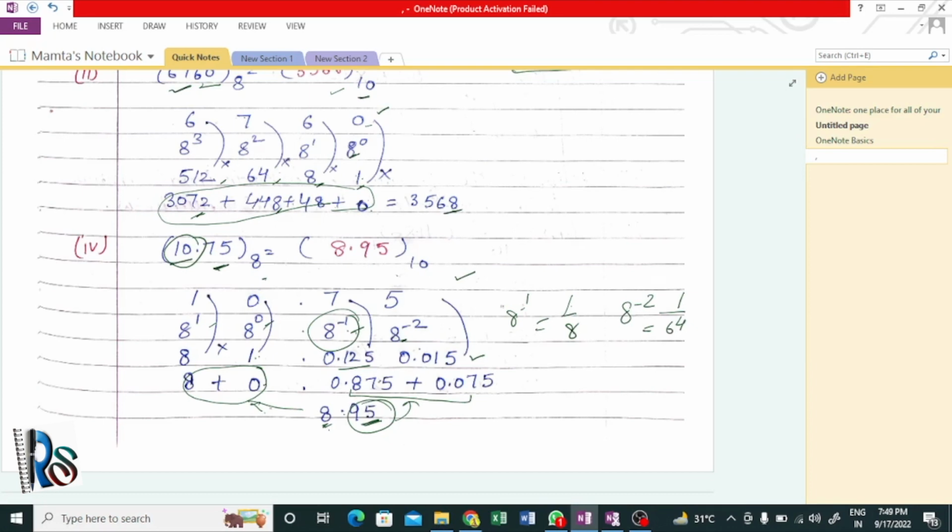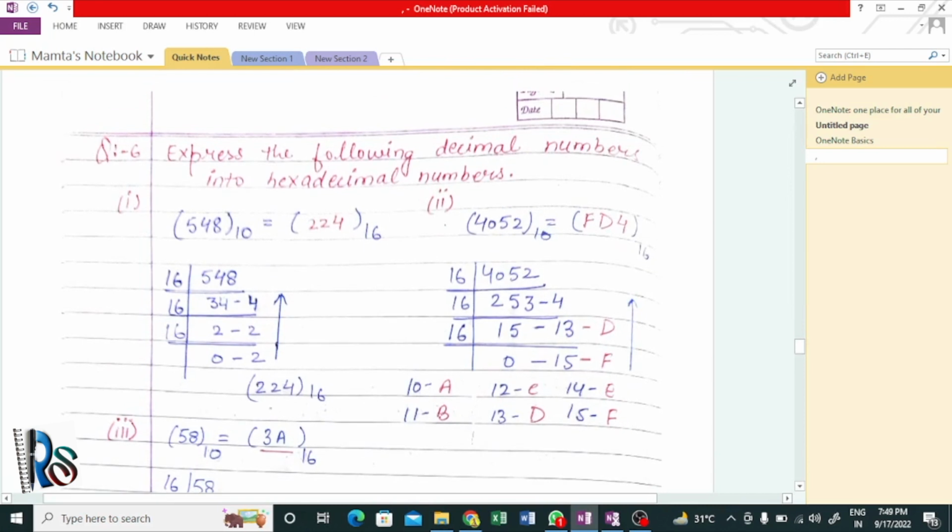Now we'll do the next question. This is the sixth question. Express the following decimal numbers into hexadecimal. Now we have been given decimal numbers and we need to convert them into hexadecimal numbers, and the base of hexadecimal is 16. So we need to convert into base 16 numbers.